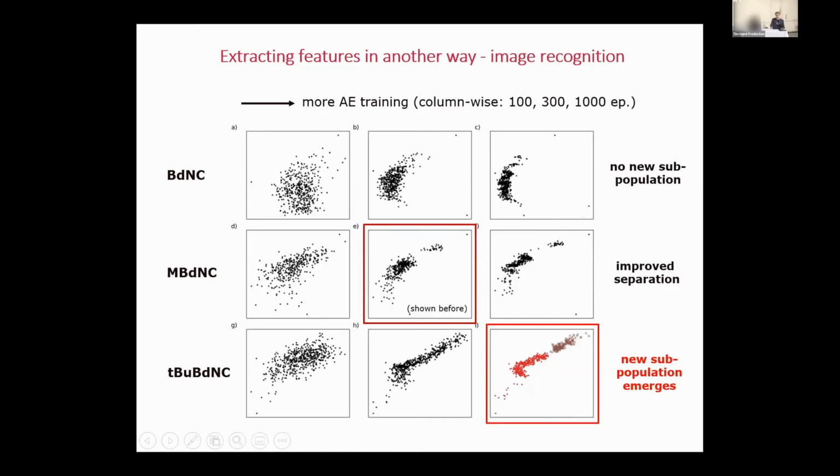We then looked at the effect of training in this case. So for all 3 molecules, you see here, this is for 100 epochs, 300 and 1,000 epochs training of the autoencoder. For BDNC, it actually doesn't make a difference. We've checked until 10,000 epochs. There was no new cluster formation. MBDNC, this is the one that you'd seen before, right? After increased training, you get better separation. And then interestingly, for the TBU-BDNC, after increased training, we then also started to see a subpopulation here, okay?